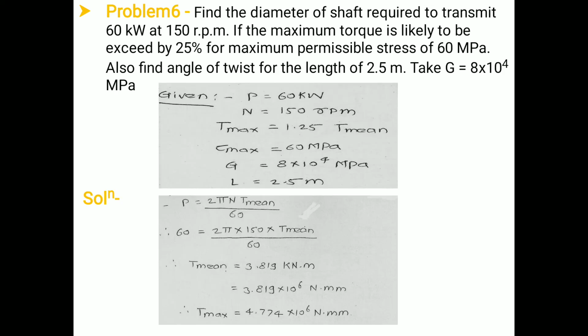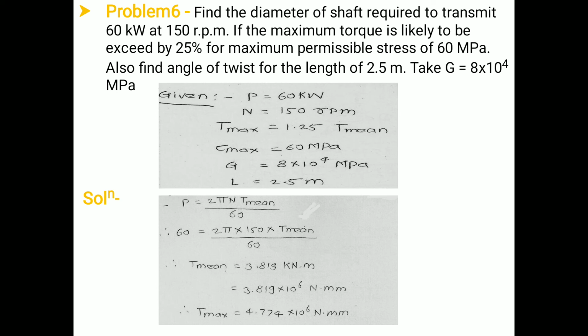Now we will discuss the next numerical, that is numerical number 6. The problem statement is as follows. Find the diameter of the shaft required to transmit 60 kilowatt at 150 revolutions per minute, if the maximum torque is likely to be exceeded by 25% for the maximum permissible stress of 60 MPa. Also find the angle of twist for the length of 2.5 meter. Take G is equal to 8 into 10 raised to 4 MPa.